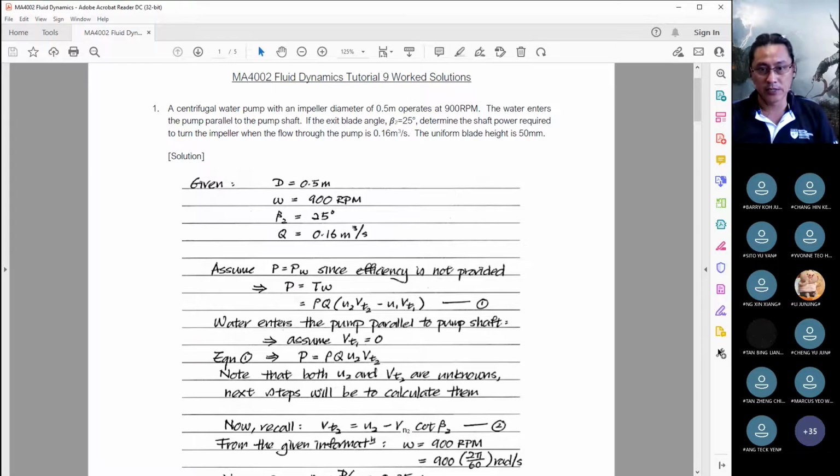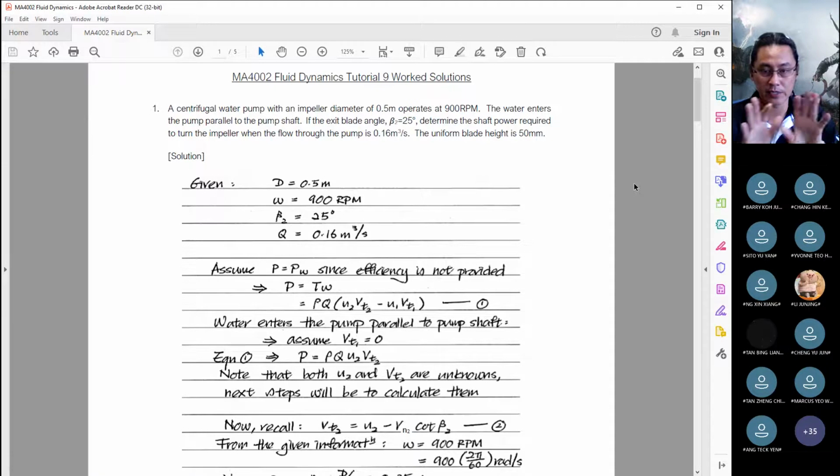So the diameter of the impeller is 0.5 meters, and we're told that this water pump is operating at 900 RPM. We're told that the water enters the pump parallel to the pump shaft. You might be wondering, what's the meaning of this statement? It basically means that the absolute velocity entering the impeller is such that the entire velocity component is in the normal direction.